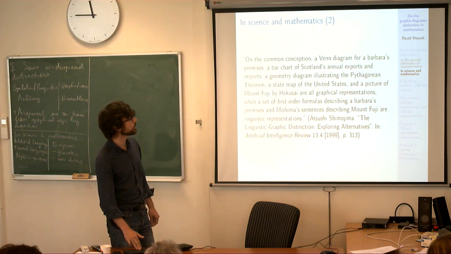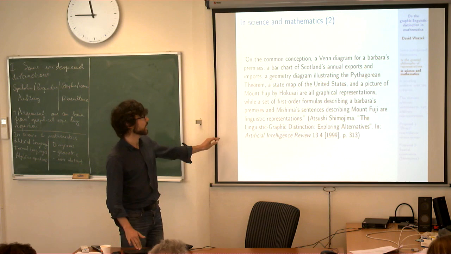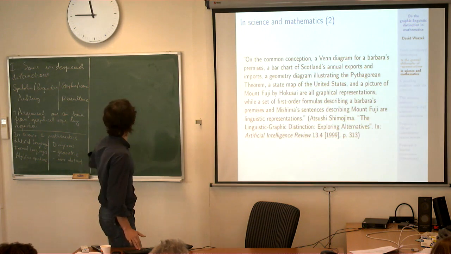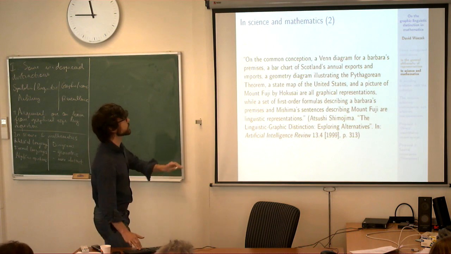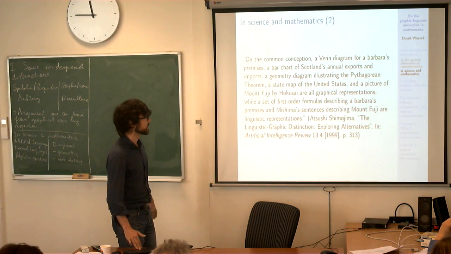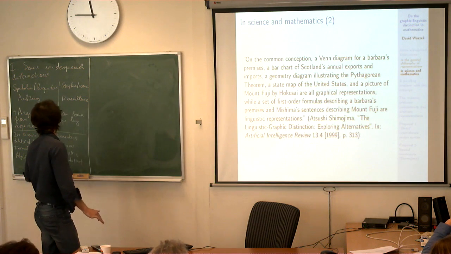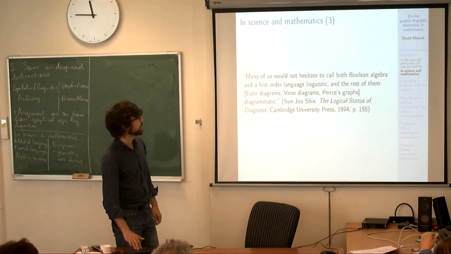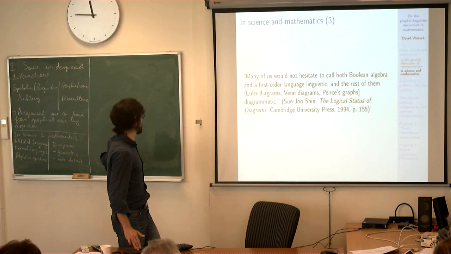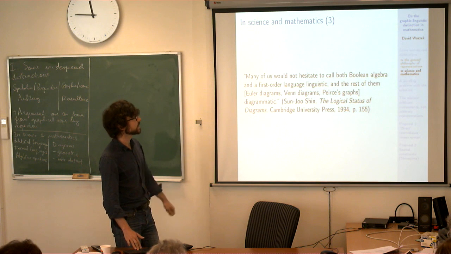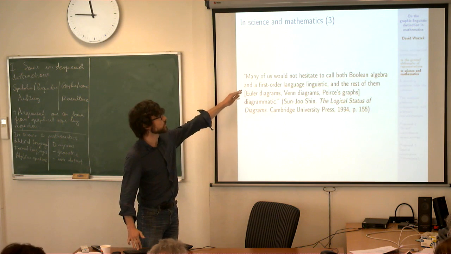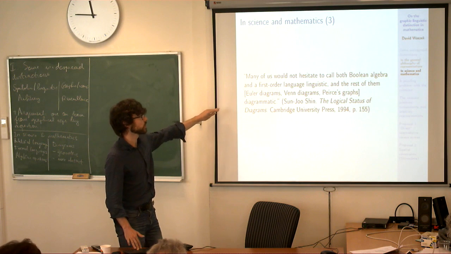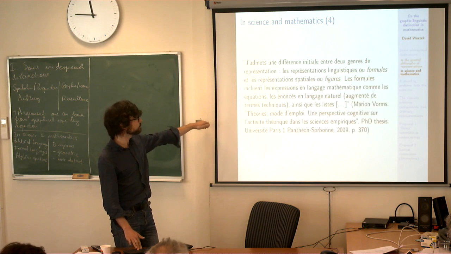I'm not going to read all of those. Here's another one by Atsushi Shimojima, who is also exposing a distinction roughly of this kind, and putting first-order logic squarely on the linguistic side. Here's another one by Sun-Joo Shin, who worked a lot on Venn diagrams and other diagrams, and who puts Boolean algebra and first-order logic on the linguistic side.